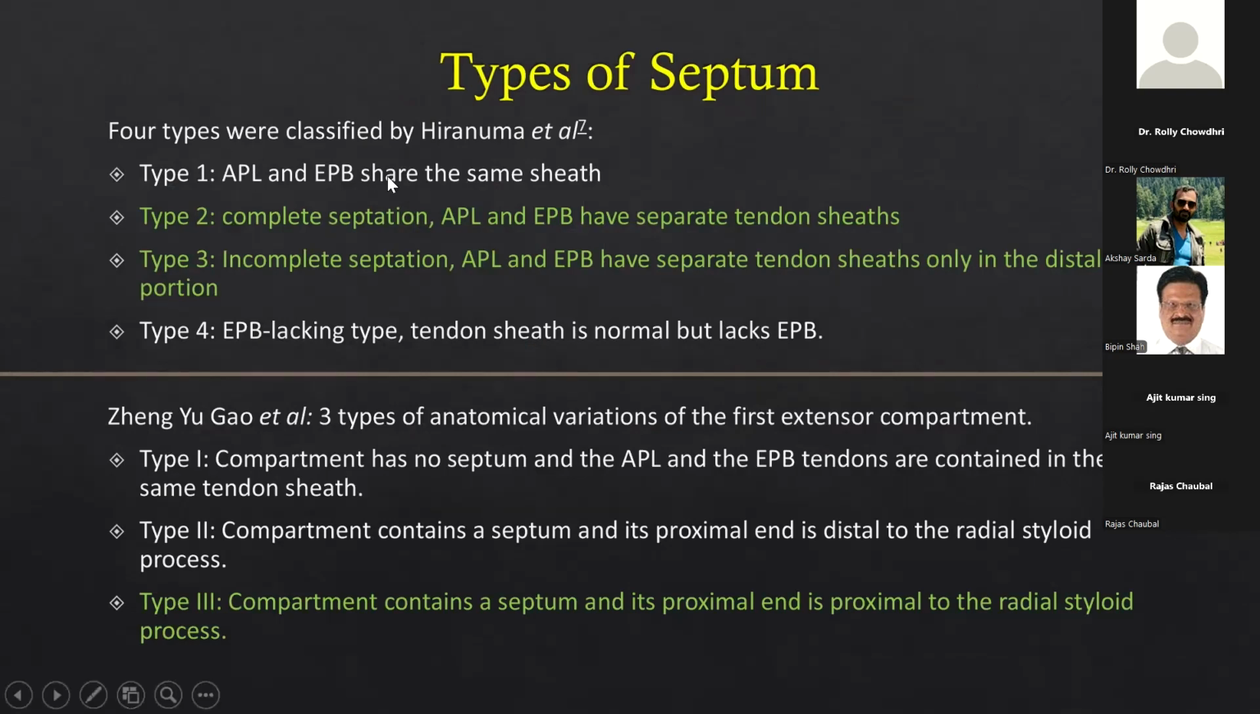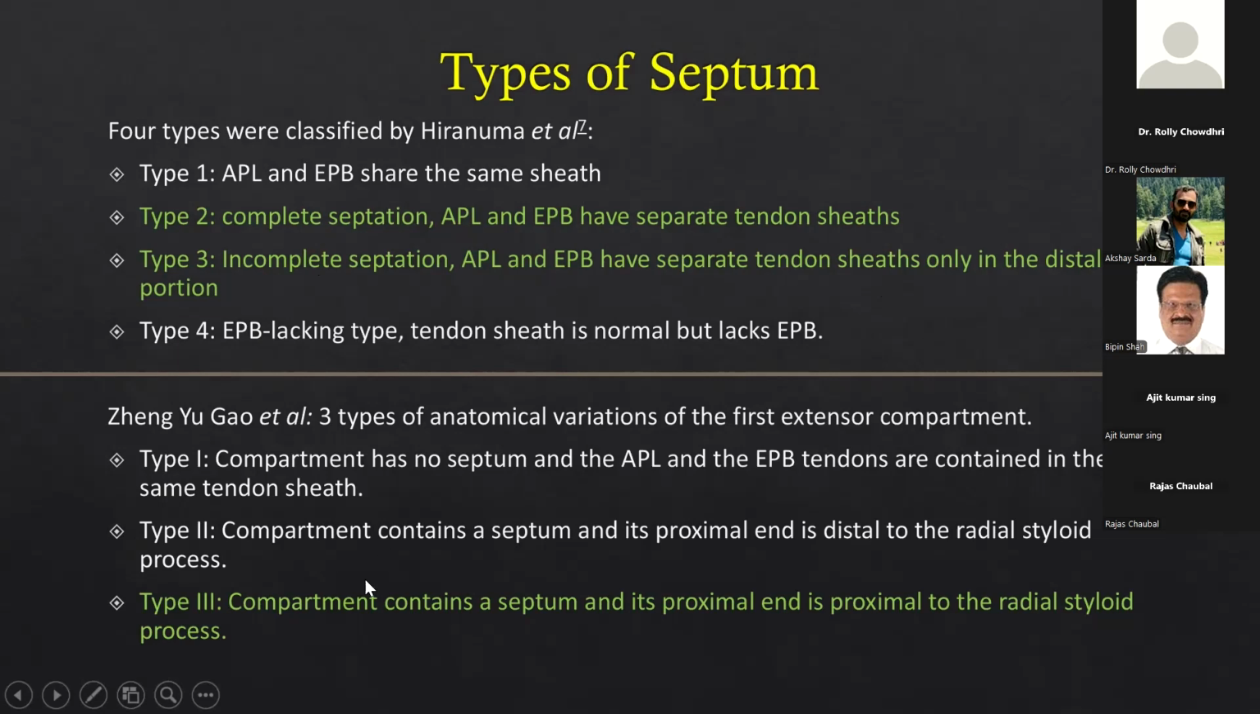So type 1, there is no septum. Both the tendons are seen in the same sheath. Type 2 is there is complete septation between the two tendons. Type 3 is incomplete septations, the one that I showed earlier, that they have the same tendon sheath proximally and only distally there is a septum noted. And type 4 is EPB lacking type.